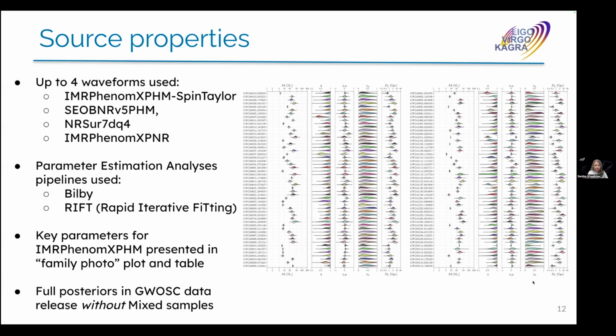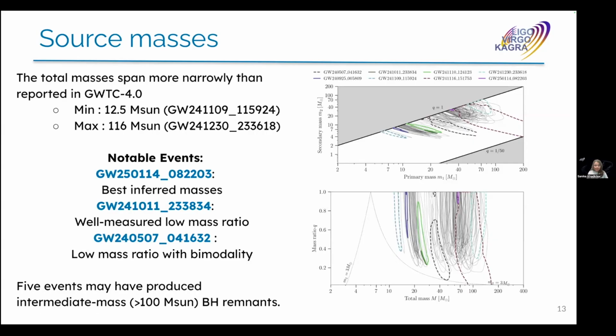So if we can go to the next slide. Looking specifically at the source masses of the events that we analyzed, we have categorized this into source masses, interesting spins, interesting localization, or whatever we can find from this catalog. Looking at the masses, this catalog spans more narrowly than GWTC-4. What we mean by that is the minimum mass that we have reached is approximately 12.5, that's the median. This is for GW241109. And the max mass is 116 solar masses for GW241230.